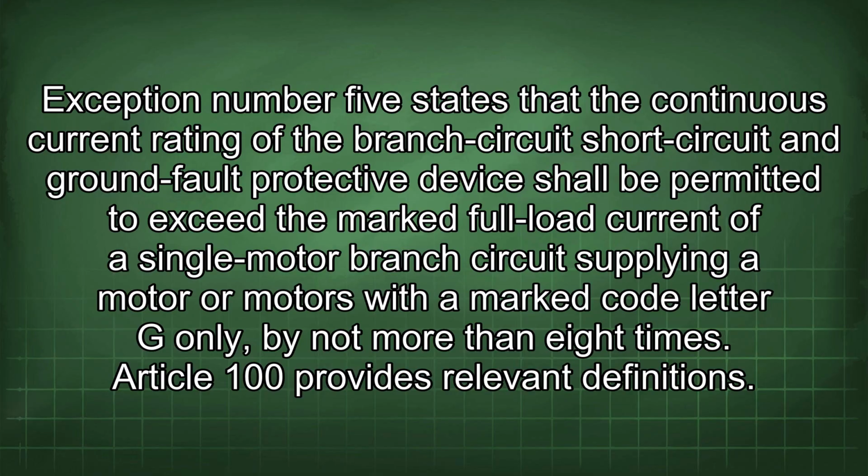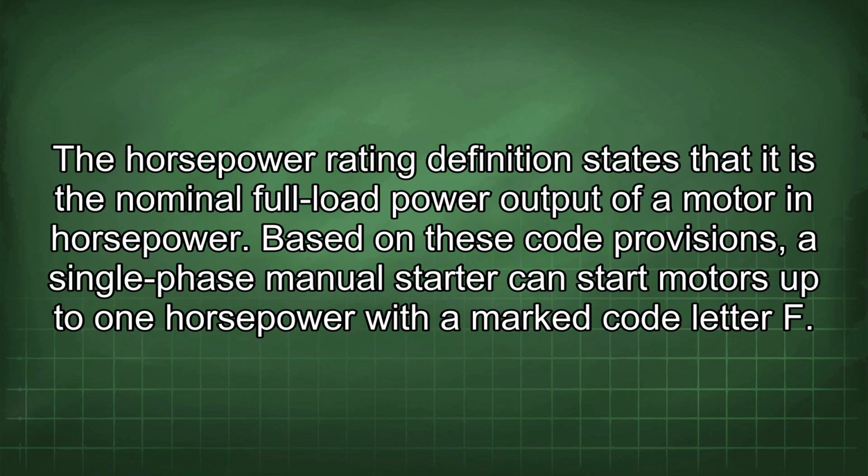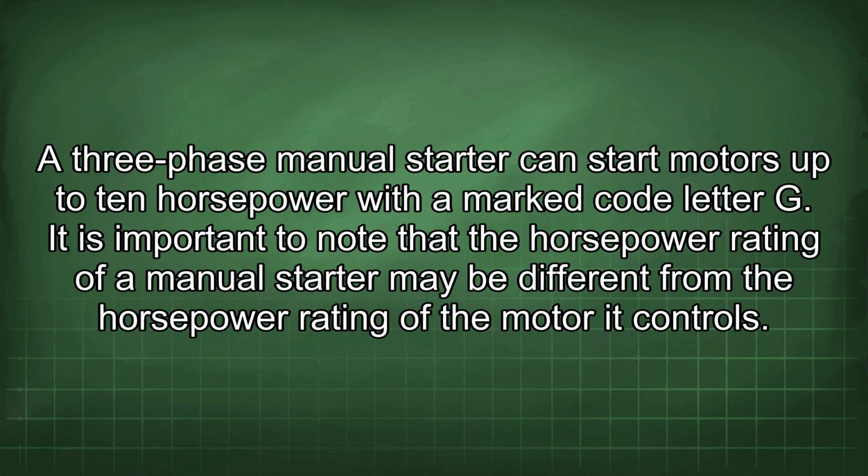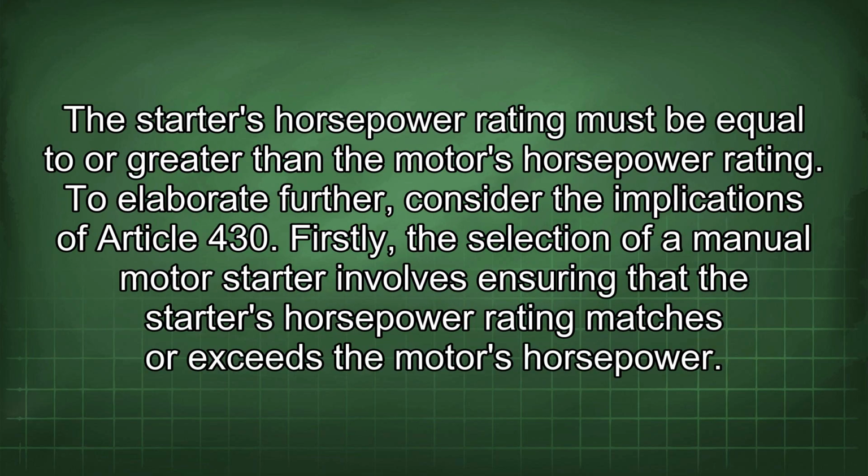Article 100 provides relevant definitions. The horsepower rating definition states that it is the nominal full load power output of a motor in horsepower. Based on these code provisions, a single-phase manual starter can start motors up to 1 horsepower with a marked code letter F. A 3-phase manual starter can start motors up to 10 horsepower with a marked code letter G. It is important to note that the horsepower rating of a manual starter may be different from the horsepower rating of the motor it controls. The starter's horsepower rating must be equal to or greater than the motor's horsepower rating.